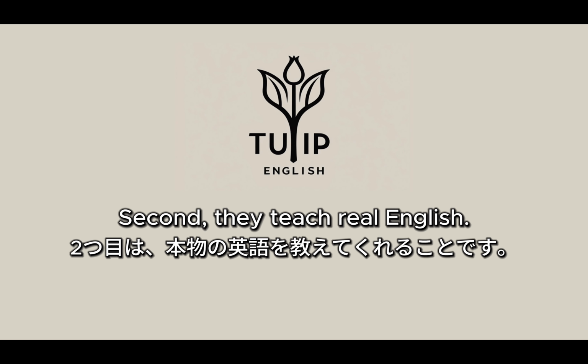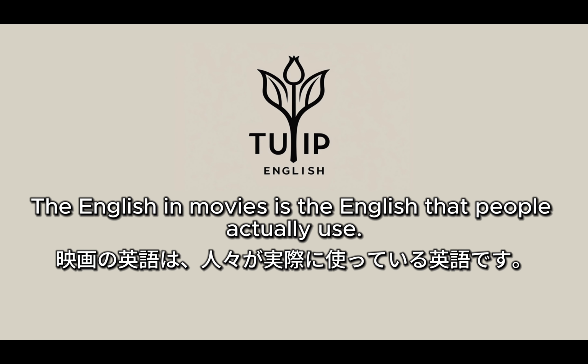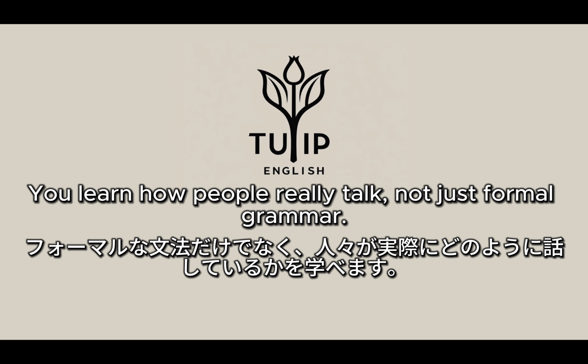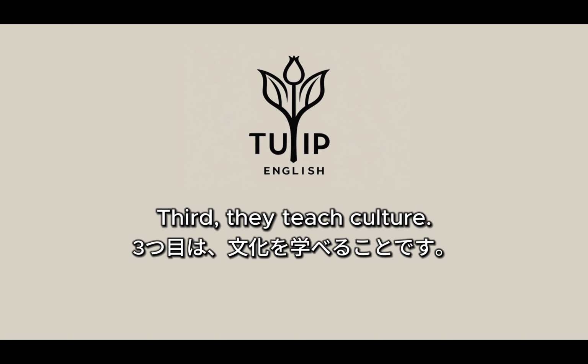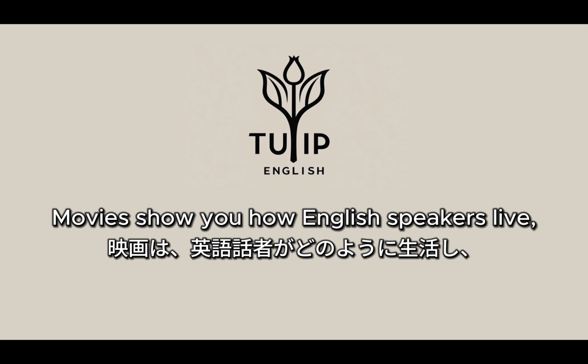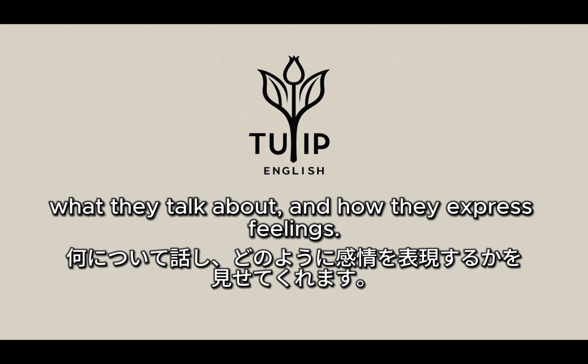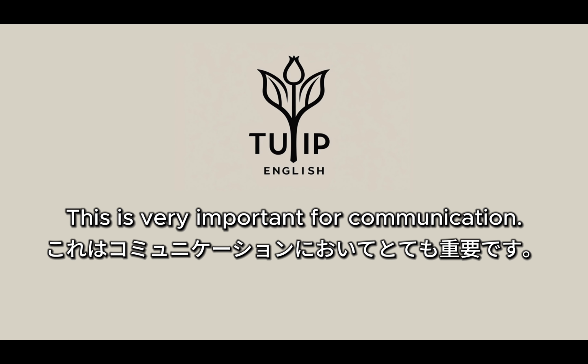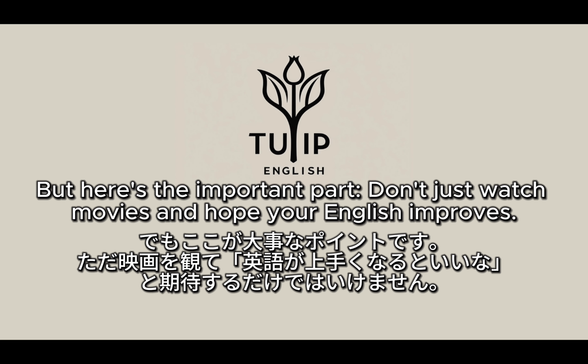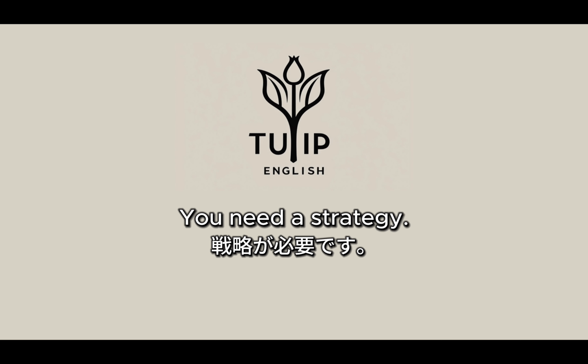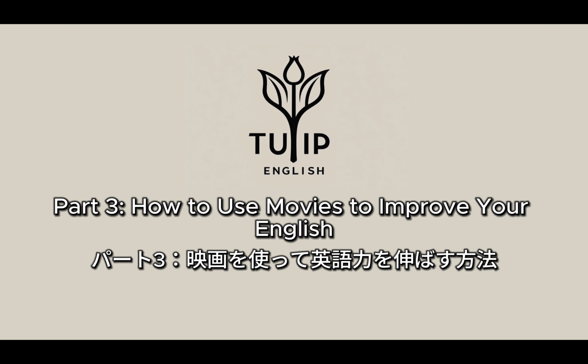Second, they teach real English. The English in movies is like the English that people actually use. You learn how people really talk, not just formal grammar. Third, they teach culture. Movies show you how English speakers live, what they talk about, and how they express feelings. This is very important for communication. But here's the important part. Don't just watch movies and hope your English improves. You need a strategy. Part 3, how to use movies to improve your English.